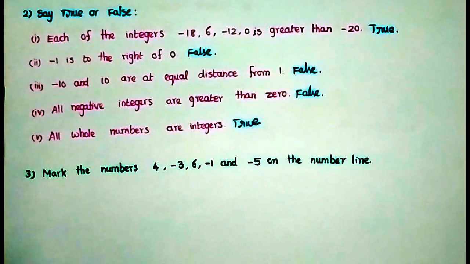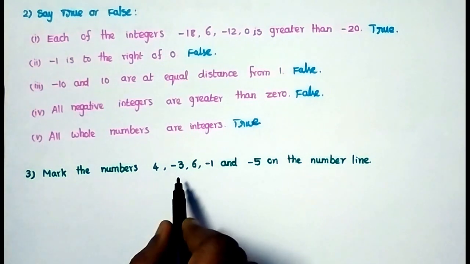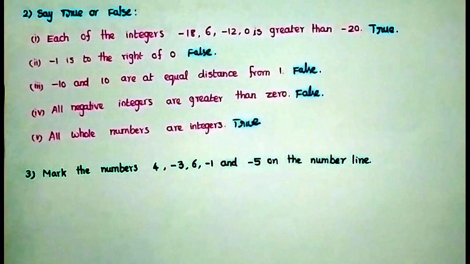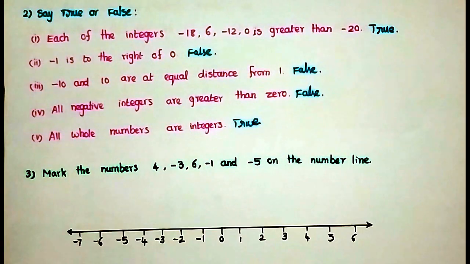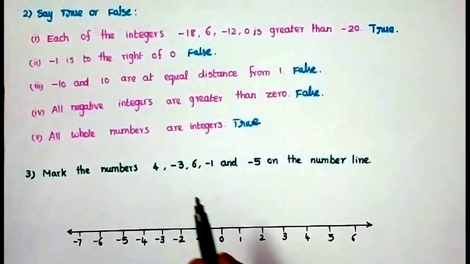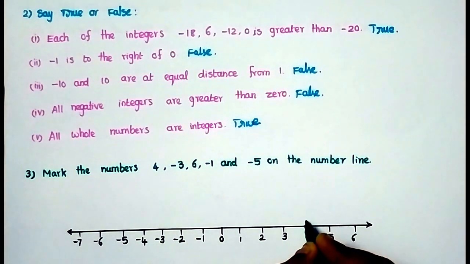Next one, third question, mark the numbers 4, minus 3, 6, minus 1 and minus 5 on the number line. So first draw the number line. Now we draw the number line and mark the numbers. Plus 4, right of the 0, positive integers, here plus 4.